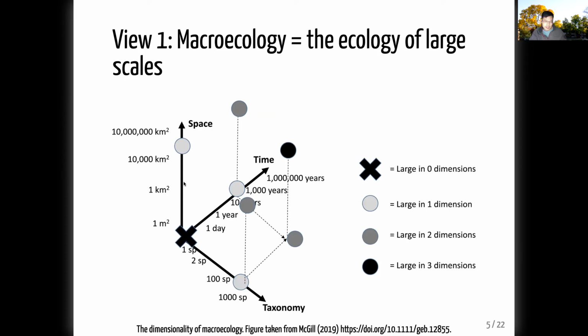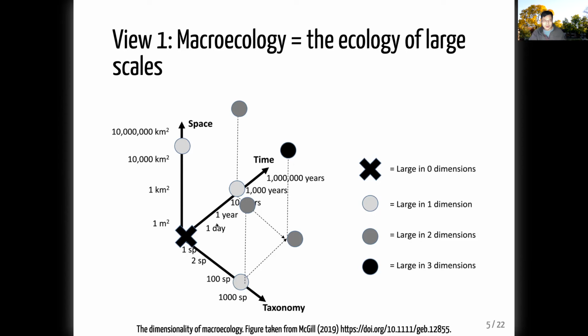Looking at space, we have less than 1 square meter to 1 square kilometer, then 10,000 square kilometers, and even larger. So this is the spatial dimension. And what about time? We can talk about 1 hour, 1 day, 1 year, 10 years, a million years. And we know that the Earth's history is now more than 4.5 billion years. So this is the dimension of time.